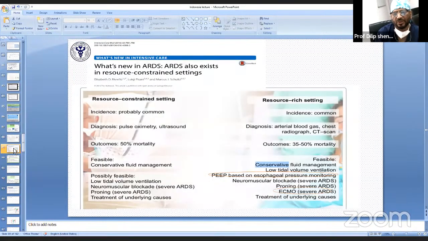What is new in ARDS? So this table shows you the resource setting and resource constraint setting. So what all can you do here? Most of the things can be done. You cannot do fluid based weaning, patient monitoring. Proning may be a problem. But you can do proper low tidal volume ventilation, neuromuscular blockade. Proning also, there is a paper that it can be successful.